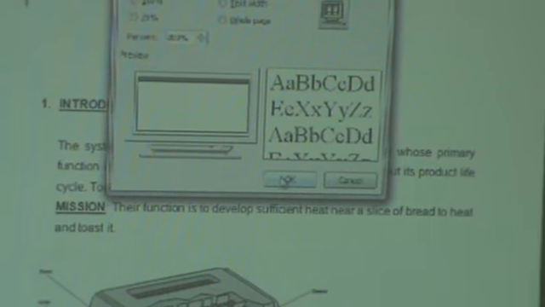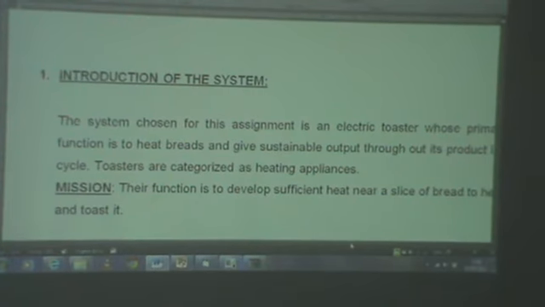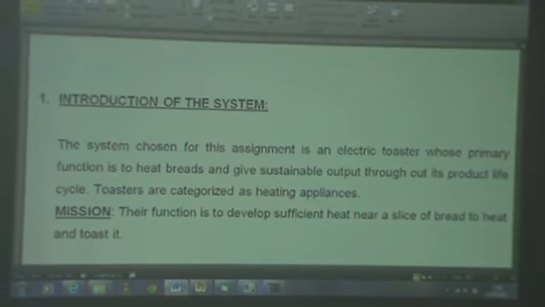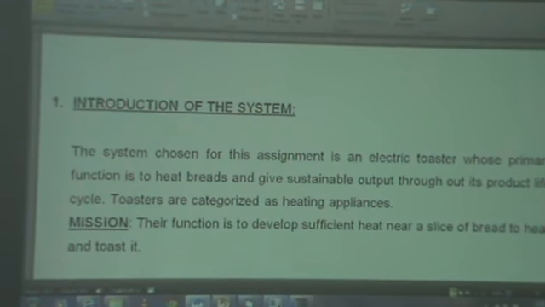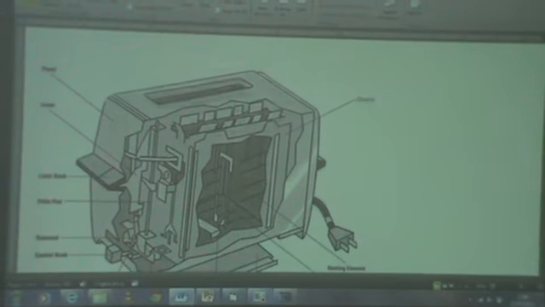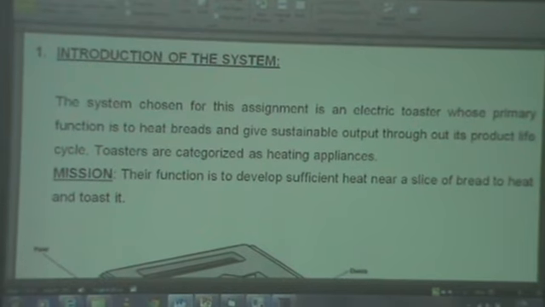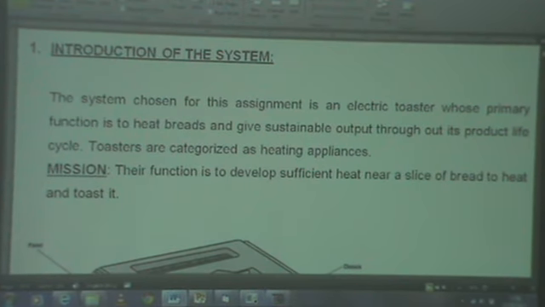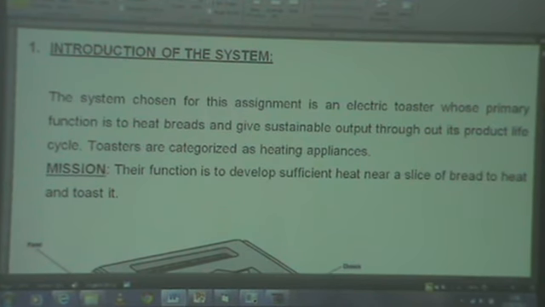आ जाएगा. Okay, yes. So I have started working on a toaster. So you can see how I am trying to design this. So I have introduced the system. The system chosen for this assignment is an electric toaster. Its primary function is to heat bread and give sustainable output through its product life cycle. Toaster characterizes heating appliances.